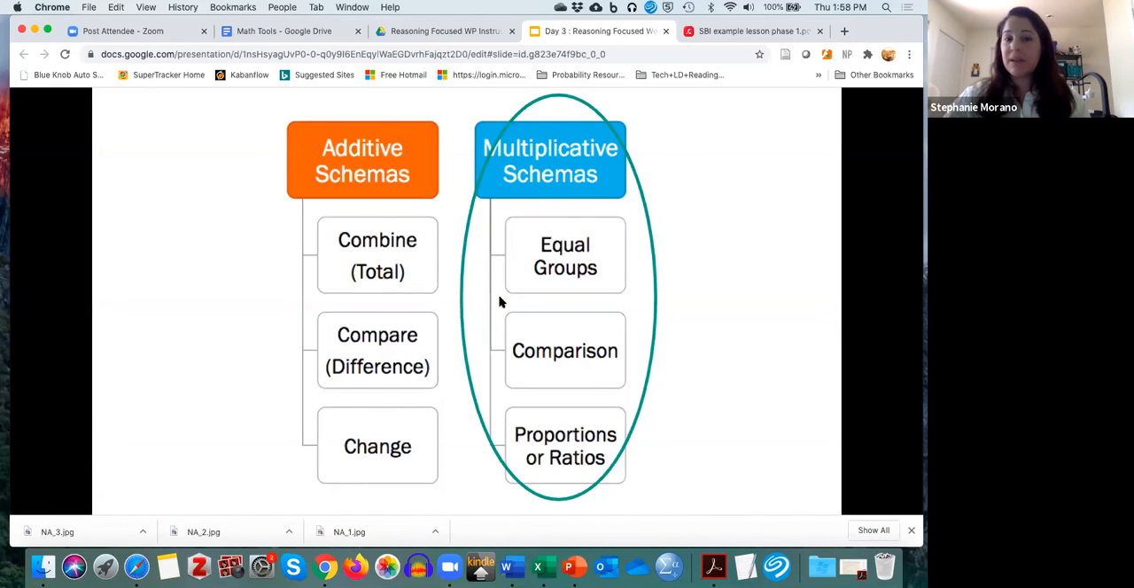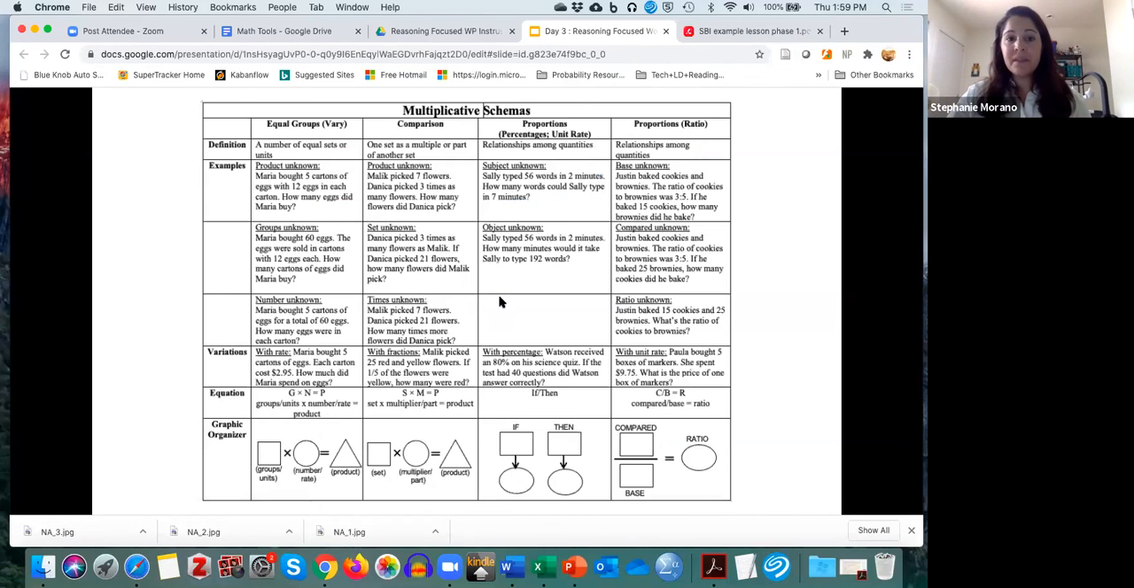So the multiplicative schemas are the equal group schema, the compare schema, and proportions or ratios. There's another set that are just focused on rates, ratios, and proportions, like I mentioned. And if that would be helpful to have as a reference for anybody, shoot me an email and I'll share that with you too. I made another of these reference graphic organizers for you to have. This is in the drive as well.